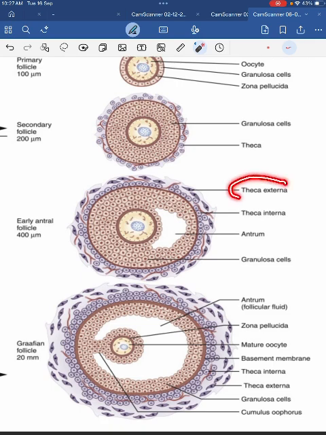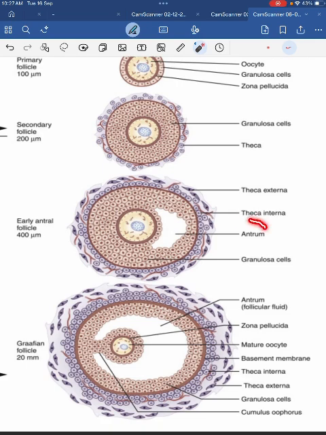Now here is the theca externa and here is the theca interna. These theca interna cells are endocrine cells. They produce androgen, and androgens are transported to the granulosa cells. These granulosa cells convert those androgens into estrogen. And you know very well, Graafian follicles secrete estrogen. So these granulosa cells are responsible for the secretion of that estrogen.